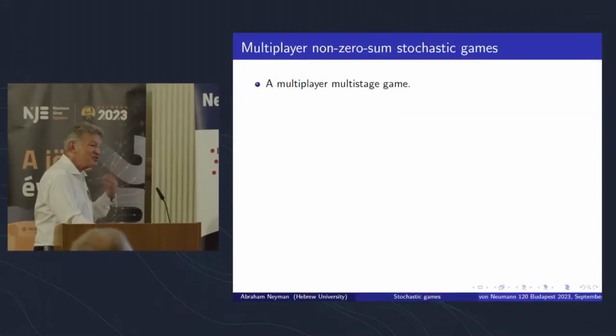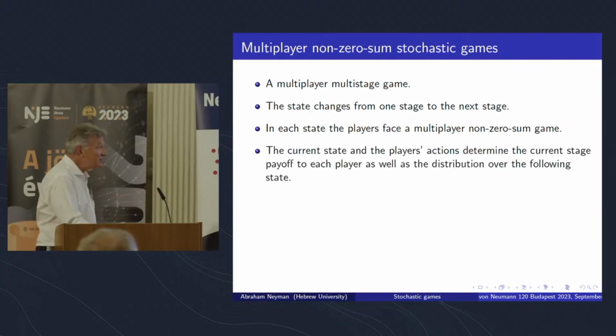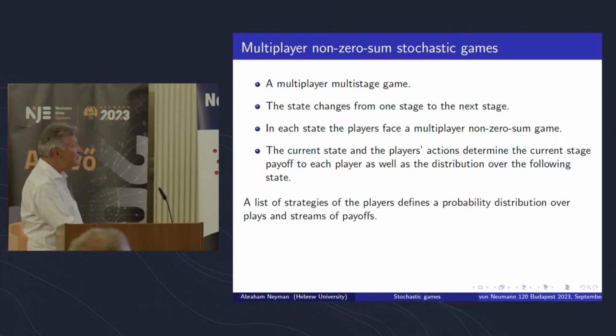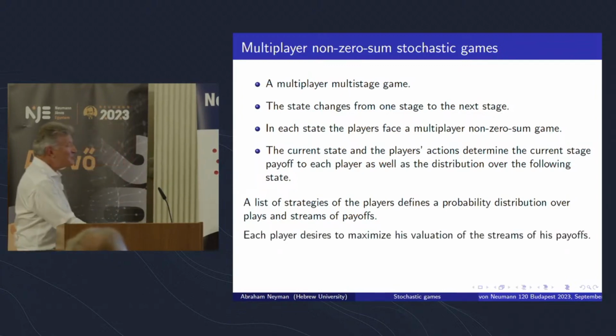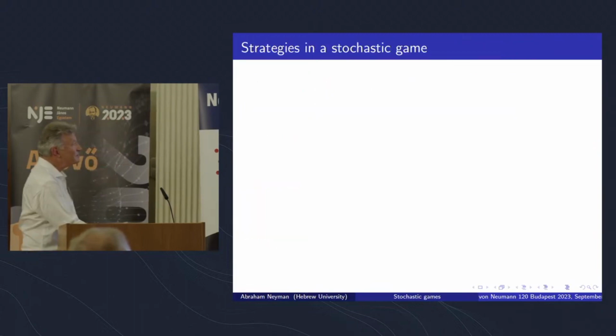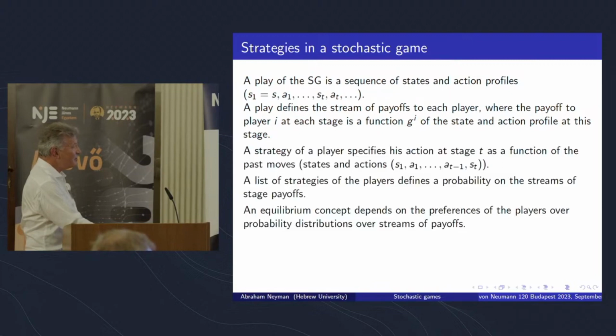Multiplayer non-zero-sum stochastic games are the trivial generalization of the previous two-person competitive game. The state changes from stage to stage. In each stage, the players face a multiplayer non-zero-sum game. The current state and action profile of the players determine the payoff in this stage, and the probability distribution of the next stage. A list of strategies of the players defines a probability distribution over plays of the game and over streams of payoffs. And each player desires to maximize his own valuation of the stream of his payoffs. So a play defines a stream of stage payoffs.